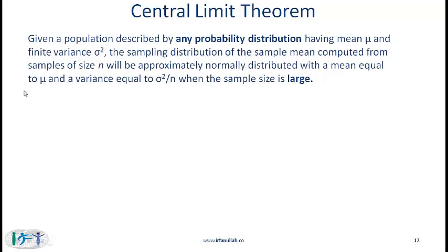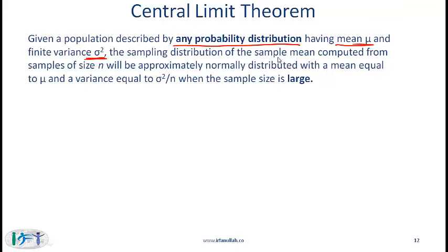What we have just learned is the central limit theorem, and I will repeat exactly what is stated in the curriculum. Given a population described by any probability distribution, and this is critical because the central limit theorem applies to a distribution whether or not it is normal. So the population has a mean mu and a finite variance sigma squared. This is what we saw on the last slide.